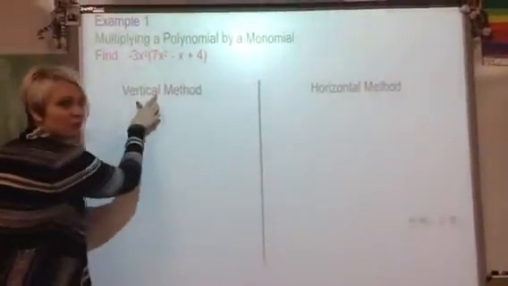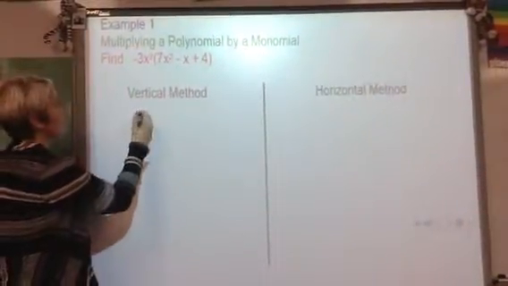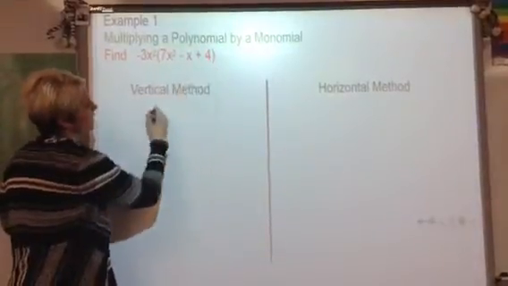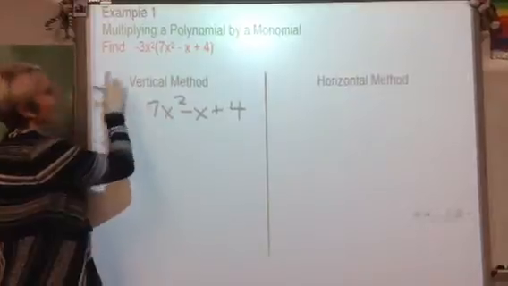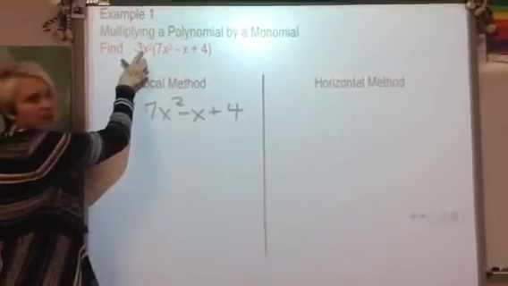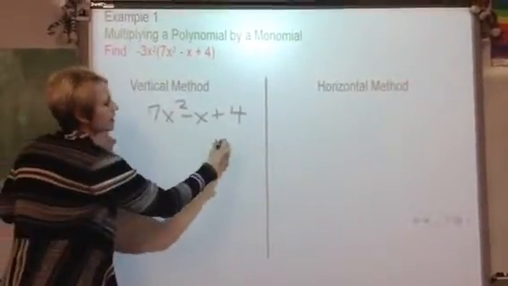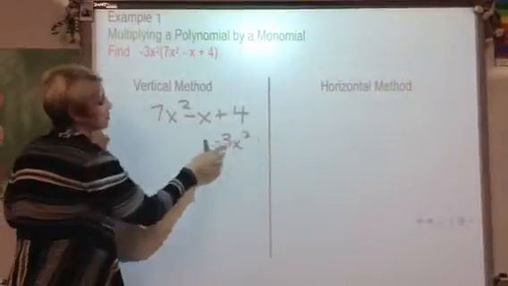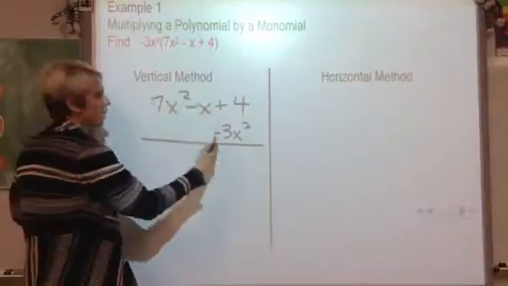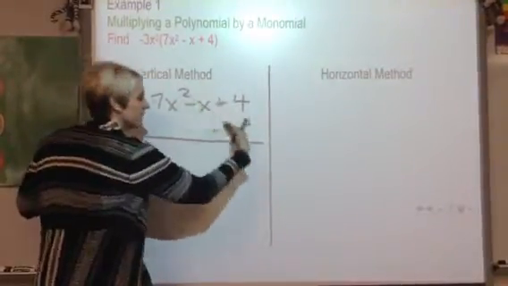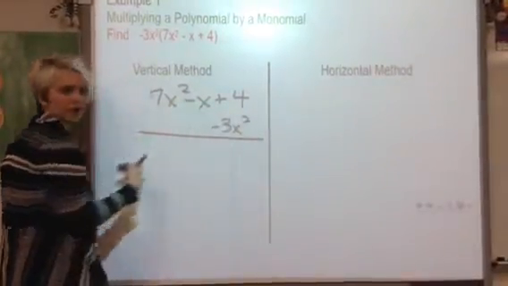So the vertical method is going up and down, and what you're going to do is take what's in parentheses and write it across the top like this. And then you are going to take this negative 3x squared, and you're going to put it down here in the multiplication spot, like the old-fashioned multiplication algorithm. So you're going to multiply here, and then your diagonal, and then over here.